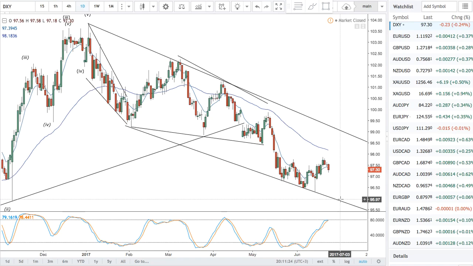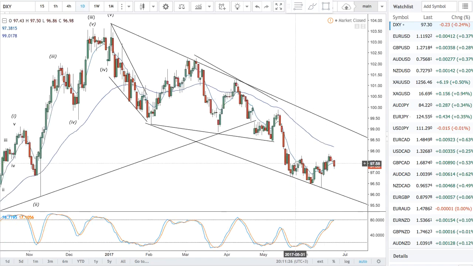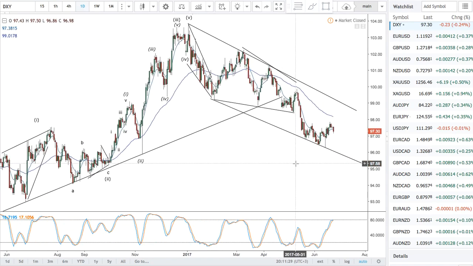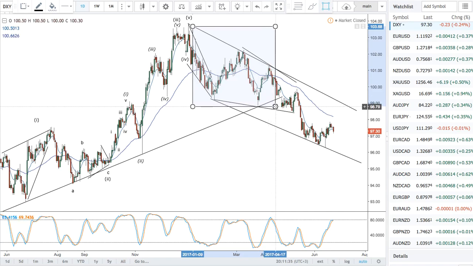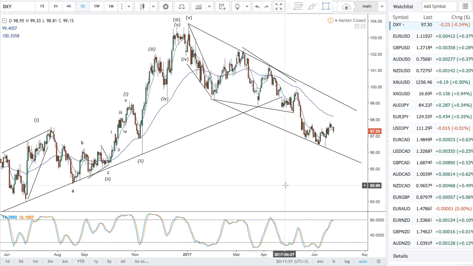For a corrective view of this sequence here from January, I'm not really sure what it could be right now. I was viewing this correctively for a while into here, but the breakdown has made me change my mind on it. I'm not sure what type of correction it could be, frankly. So I'm treating it as guilty until it proves otherwise. So bearish until it proves otherwise. And then let's see what happens.